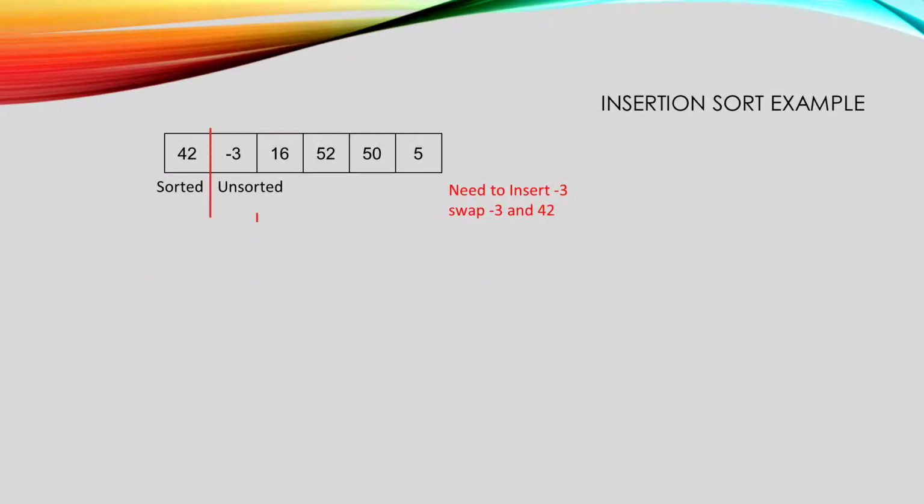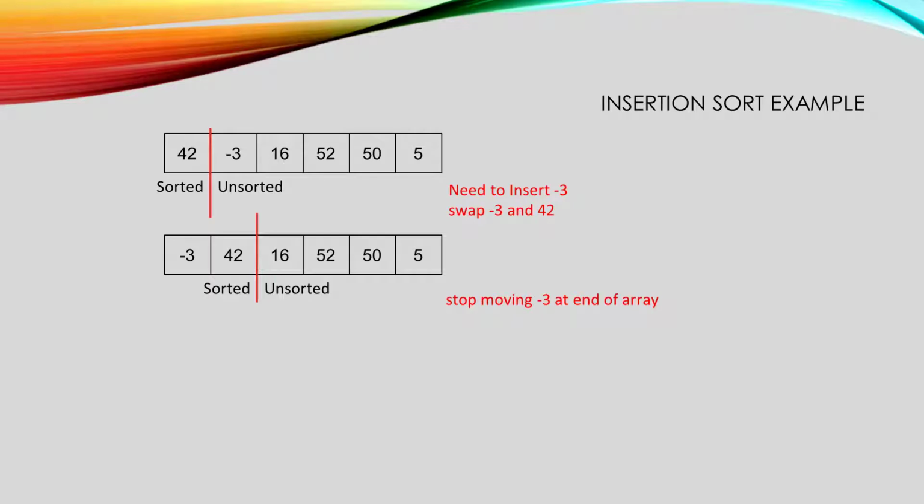Let's start with an example. In this array, we start with the 42 sorted and the rest unsorted. The job is to insert the -3 into the sorted part of the array. Since it's less than 42, we swap them. And we stop because -3 is at the beginning of the array.